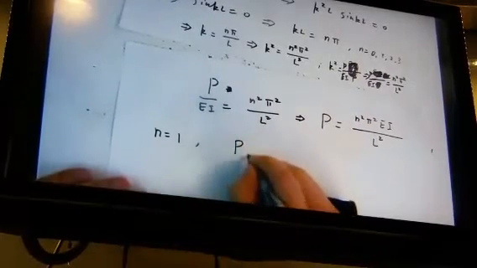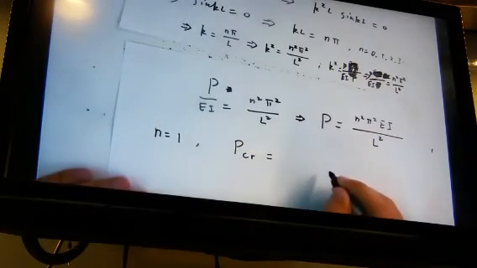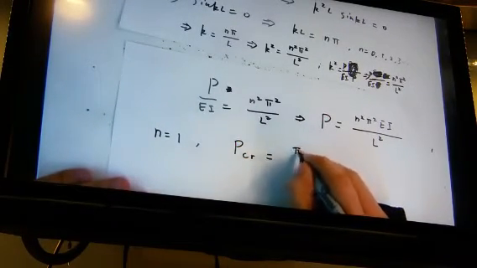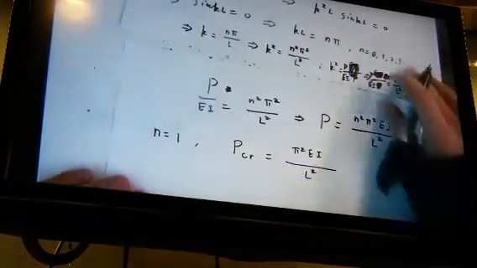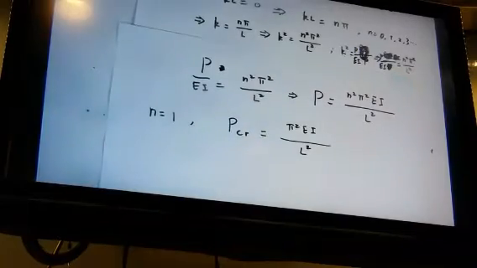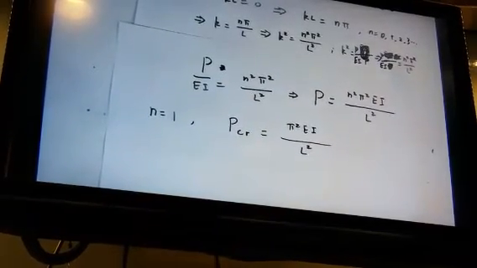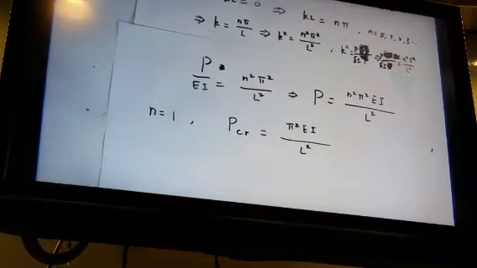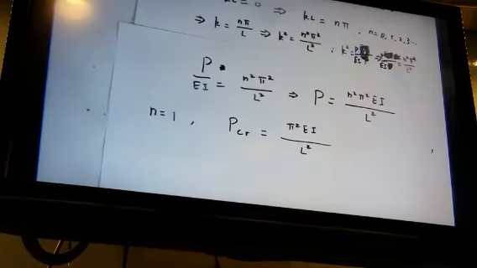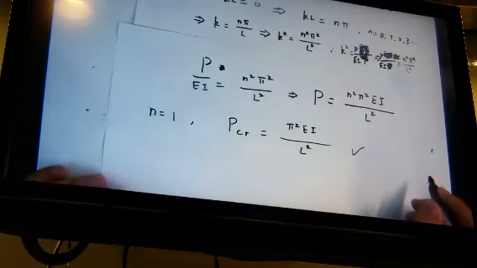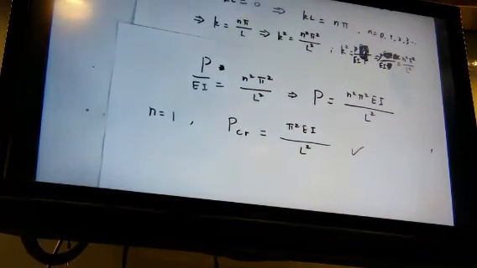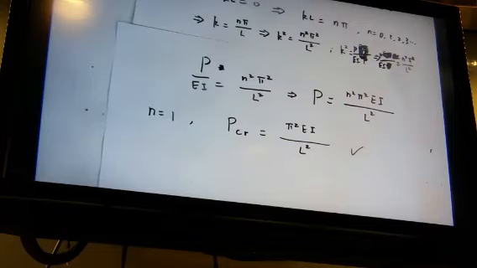This is the so-called critical buckling loading, pi squared EI over L squared. Okay. This is the critical buckling loading for this beam structure. And when you have this, what is next? If this is a loading, what is the deformed shape?